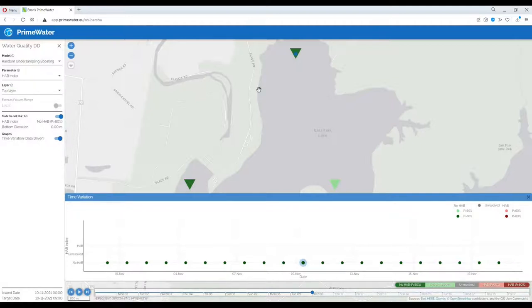So in the graph, we can see that the model predicts that for the selected point of interest and the entire forecasting horizon of 10 days, we're having a no-bloom situation with a high confidence level. While if I click to this point, then we see that we still have a no-bloom situation, but this time with a lower model confidence.